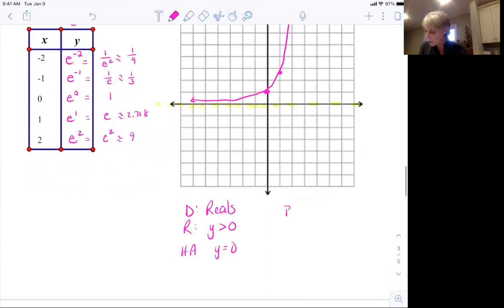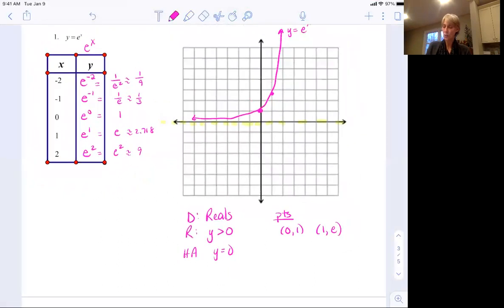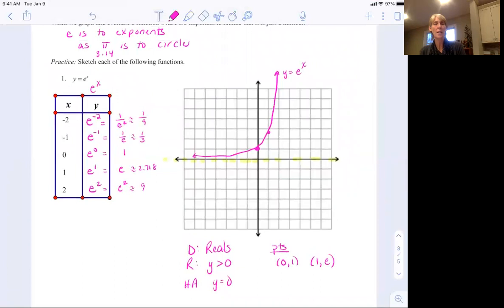And our points, 0, 1, and 1, e. So it really fits with all the other functions we studied. So we're not going to be nitpicky. We're going to put our 2 big points there.